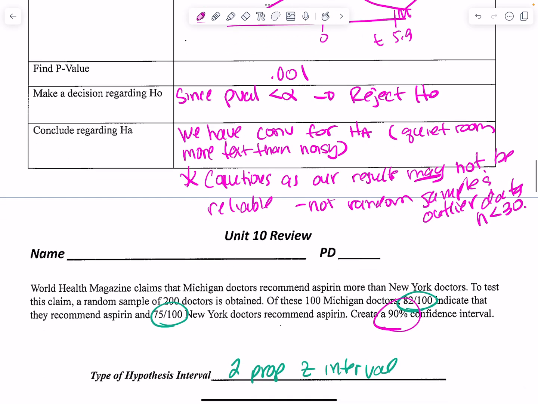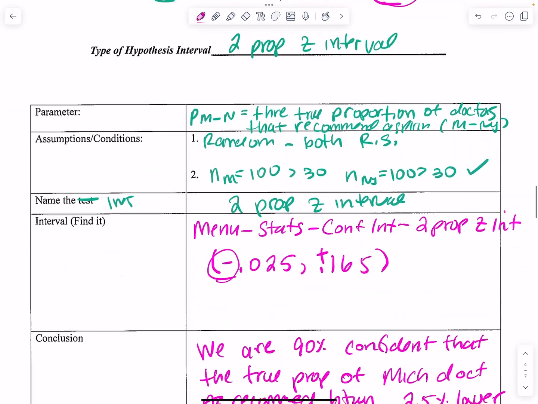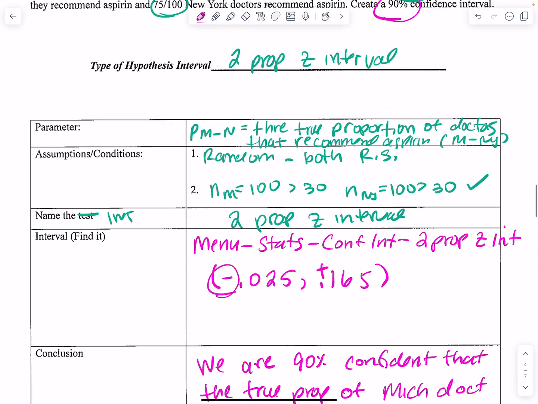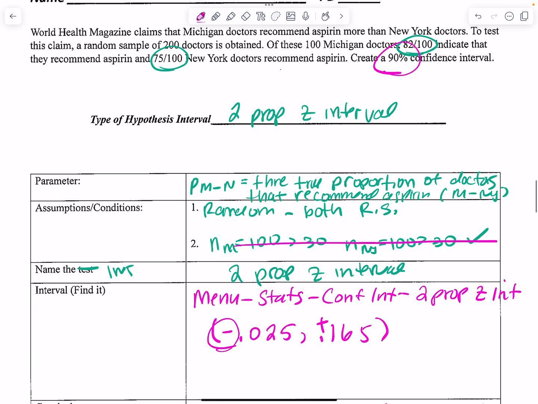Okay, that's it. And I do want to point out I did make a mistake on tomorrow's video. When I did the assumptions and conditions, I had the n greater than 30, which again, it would be the groups of 75. We had 82 doctors that said yes. We had 18 that said no, they don't recommend. On this New York, we had 75 that said yes, and we had 25 that said no. But all of those are greater than 10, and that's what the condition is right there. So I do want to make sure I point that out because tomorrow's video, I do know that there is a mistake. All right, thank you very much.